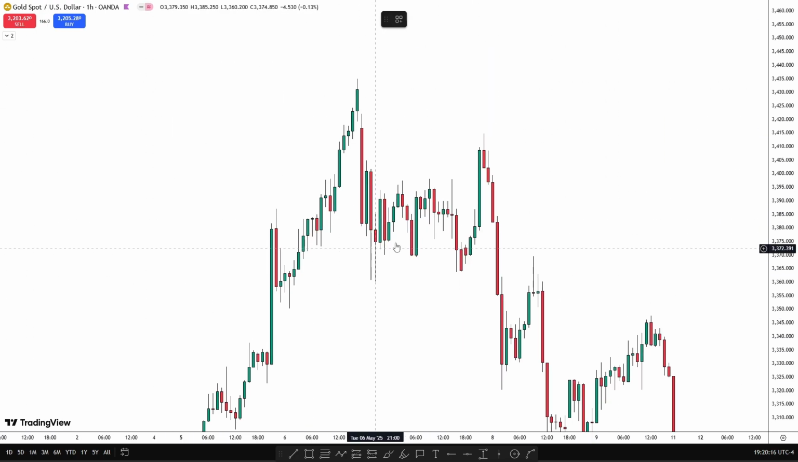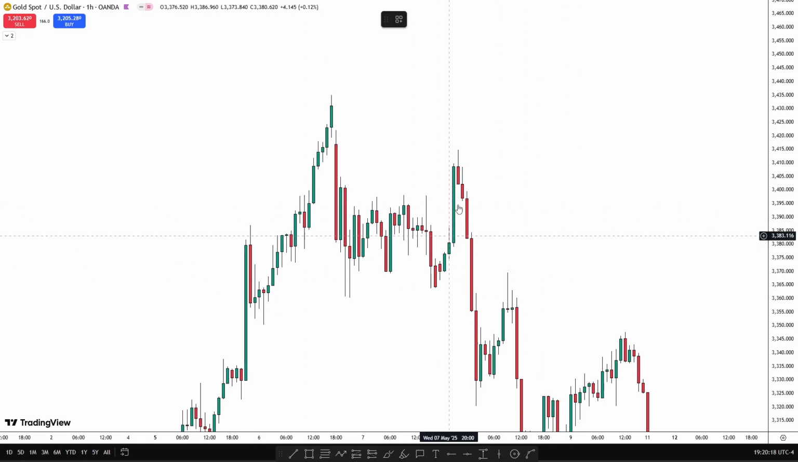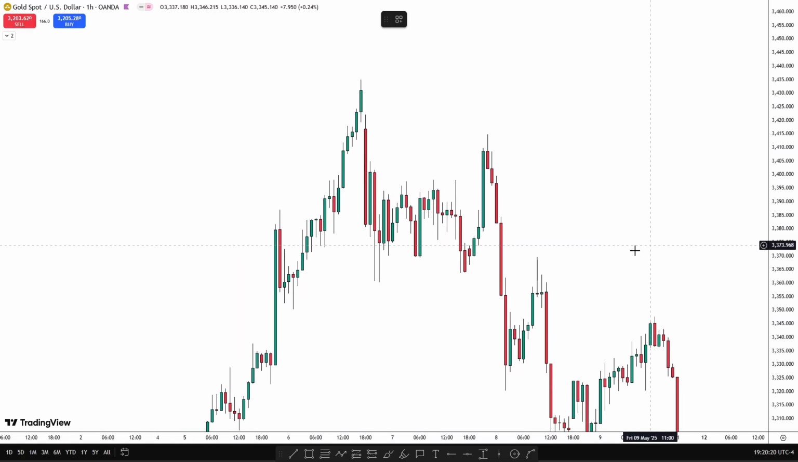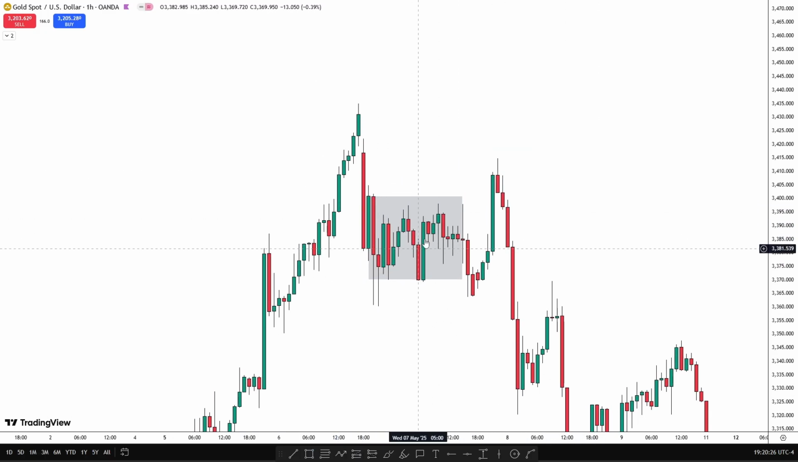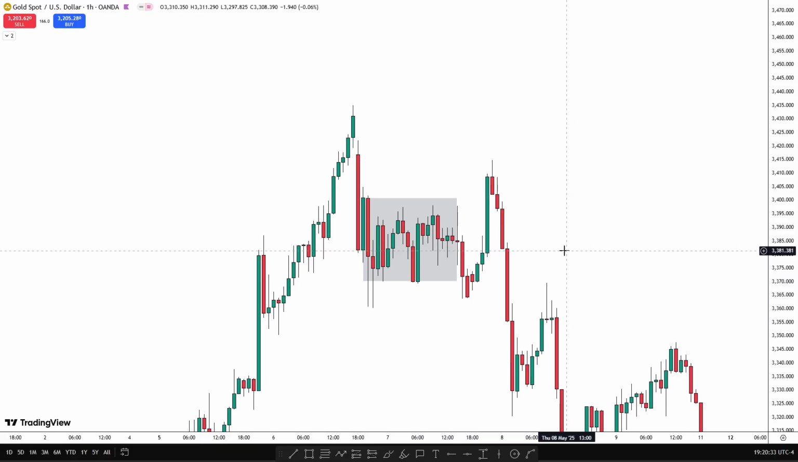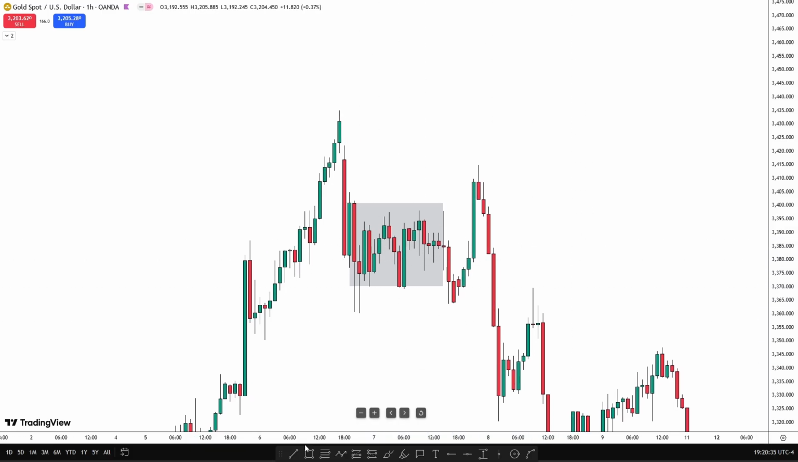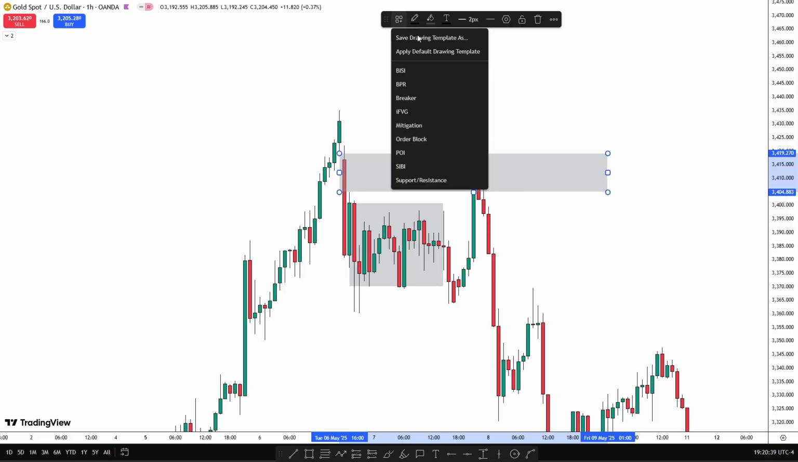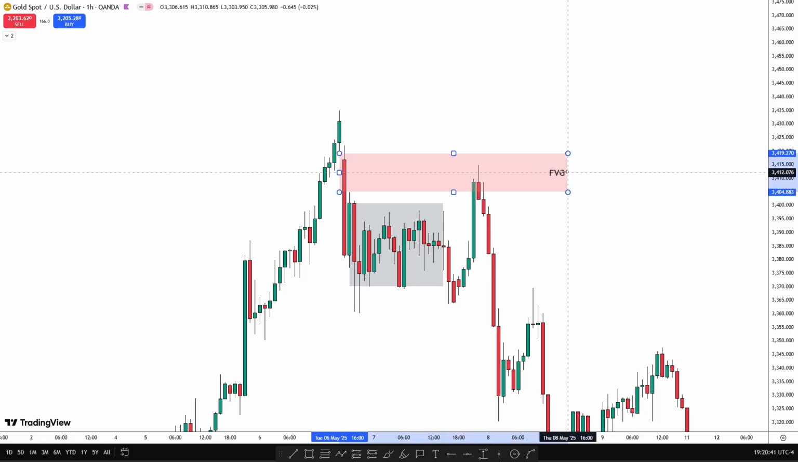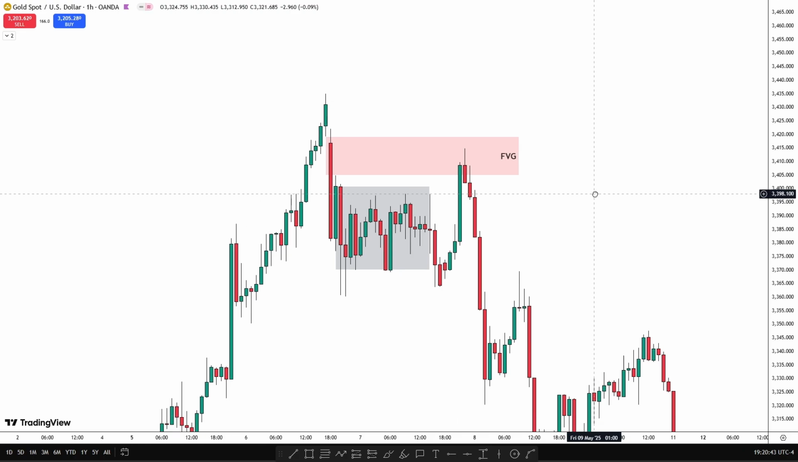Okay, so right here I have found another accumulation, manipulation, distribution model, PO3. Right here we have a big zone of accumulation. As you can see, price just has no real objective, it's just going up, down, very fast, creating small moves inside its range. Now what we have right here is our fair value gap, so this is going to be our internal range liquidity.